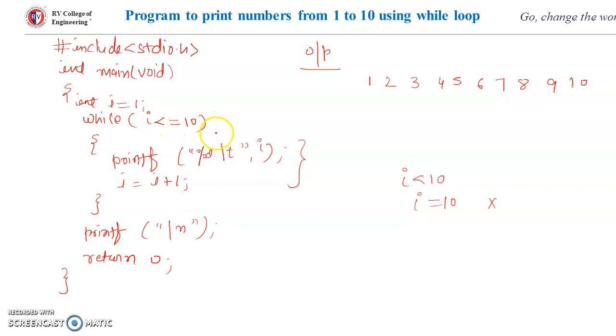Inside the body of the loop, there should always be a statement that alters the value of the condition, so that the condition becomes false ultimately at some point. In our program, this statement is i = i + 1.